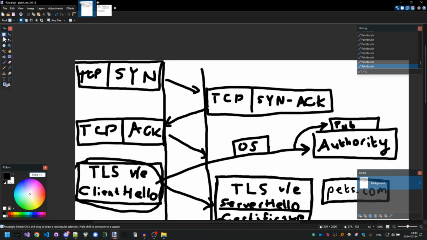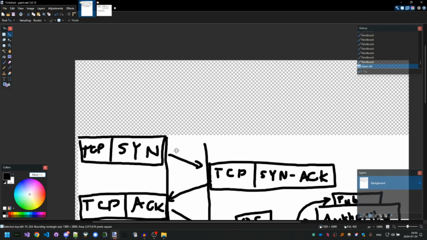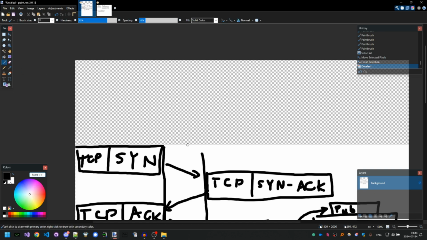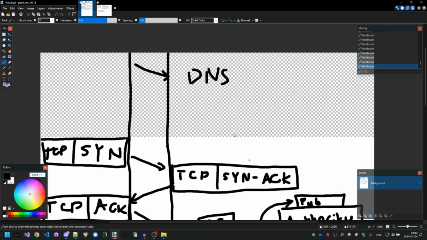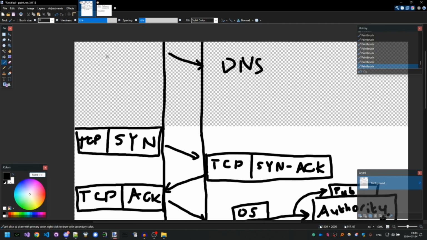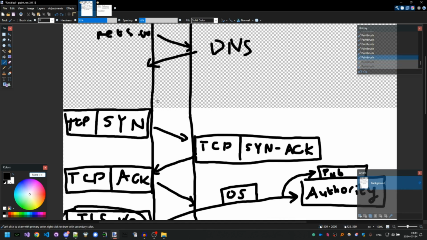Yeah, the secret here is that there's actually more to this timeline backwards, where in order to even know what IP address you had to connect to, you had to touch some other server that was a DNS server to figure out what does pets.com actually map to, and then it tells you what pets.com maps to, and then you get the IP address, and then you can do a connection. Yeah, and in practice, that's your ISP.